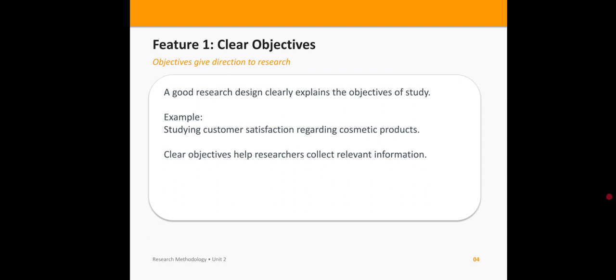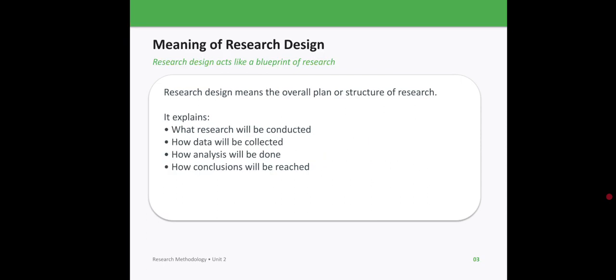Now let's start with the first topic, meaning of research design. Basically, research design means the overall plan or blueprint of research. It explains what research will be conducted, how data will be collected, how analysis will be done, and how conclusions will be reached. So students, research design acts like a roadmap, like a blueprint for any study.